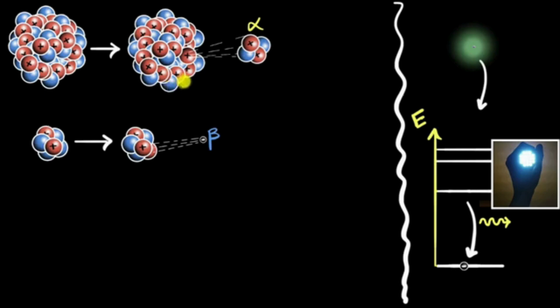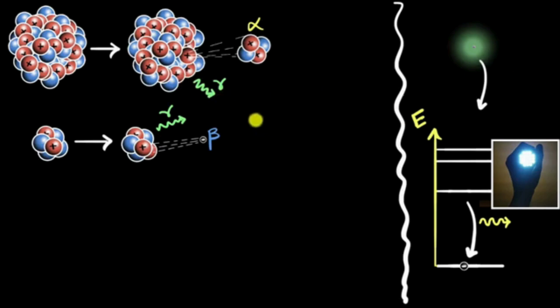So what's going to happen next? Well, just like with the electrons, the protons and neutrons will jump to the ground state, and when they do that, they will release a photon of light. And this photon of light is what we call gamma radiation. And this decay is what we call a gamma decay. So gamma radiation is just light, electromagnetic waves.